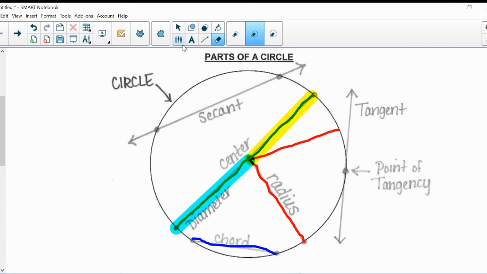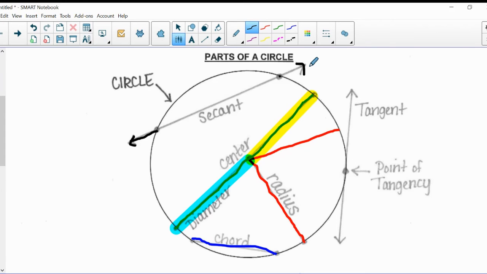The next word we have is secant. And a secant is very similar to a chord. However, it does not stop on the edges of the circle. It actually continues on and extends out this way. And as we've learned in the past, these arrows here represent that this line goes on forever. So a secant is very similar to a chord, but it keeps on going through the circle.